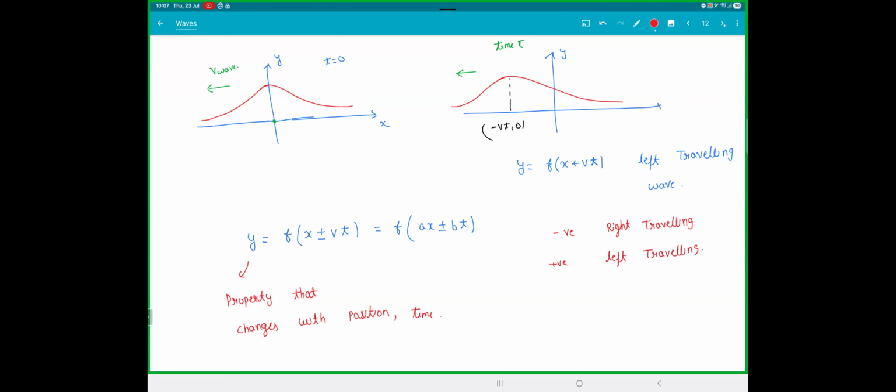This is also called a progressive wave. A progressive wave is a wave which goes in one direction. It doesn't turn back.